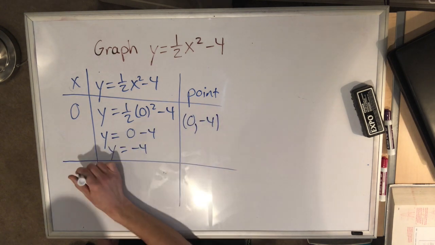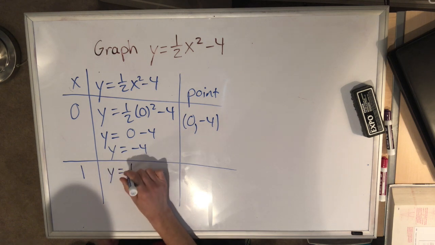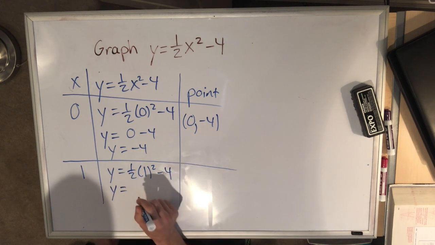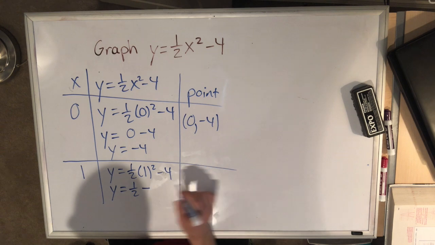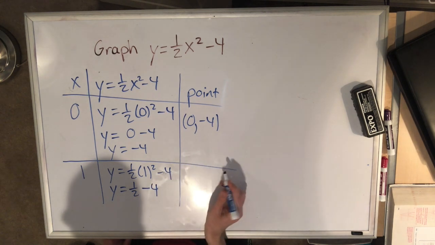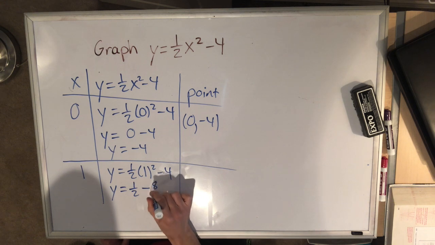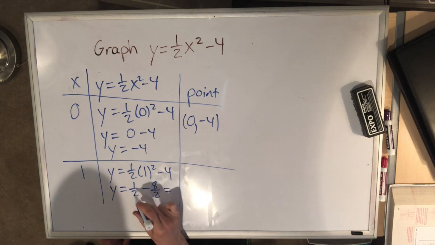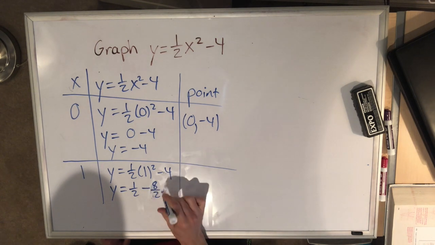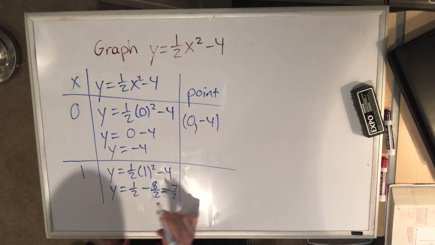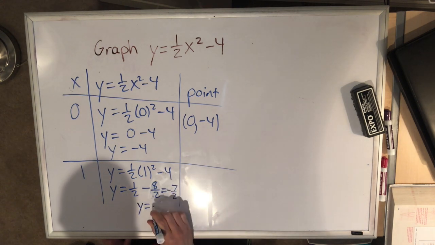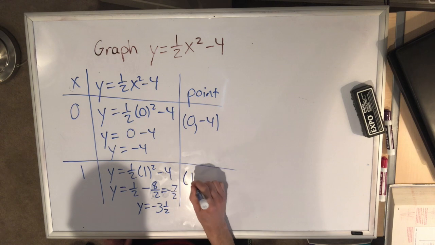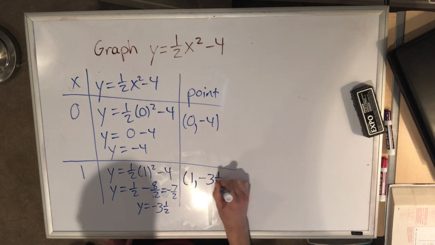Then substituting in 1 for x, y equals 1/2 times 1 squared minus 4. That's going to be y equals 1/2 minus 4. Okay, so that is going to give us, well, negative 4 is the same thing as negative 8 over 2, because 8 divided by 2 is 4. Now we have a common denominator, which we need because we're subtracting. 1/2 minus 8/2 is negative 7/2. And negative 7/2 is negative 3.5, because 7 divided by 2 is 3, remainder 1. So now we have the point 1 comma negative 3.5.